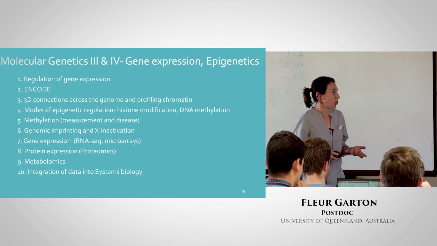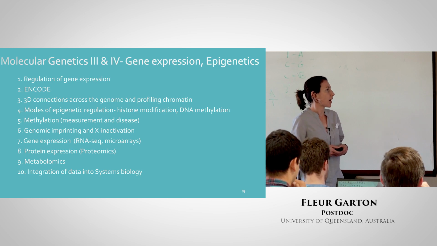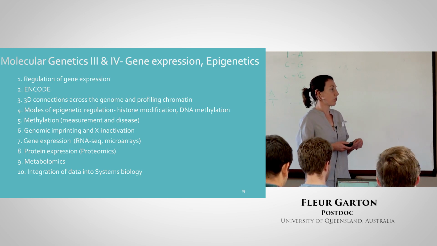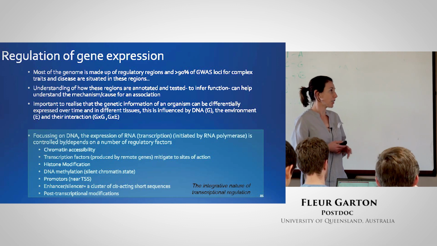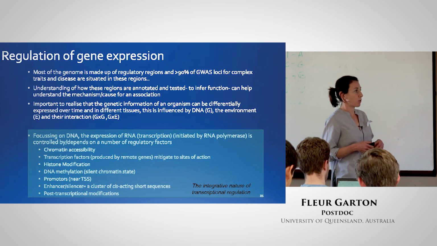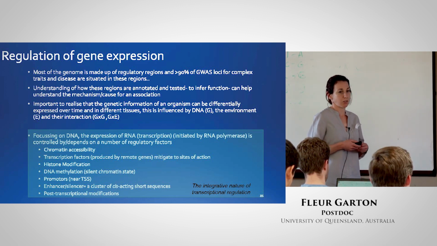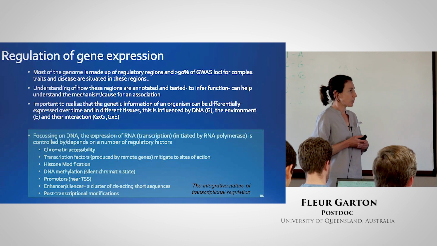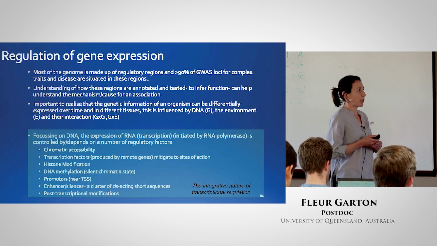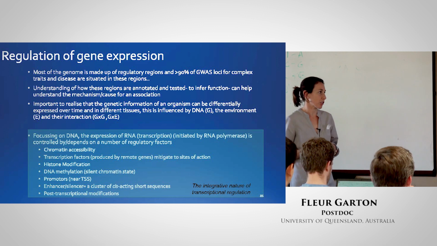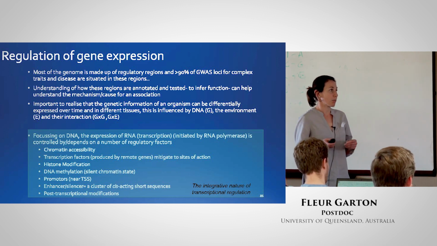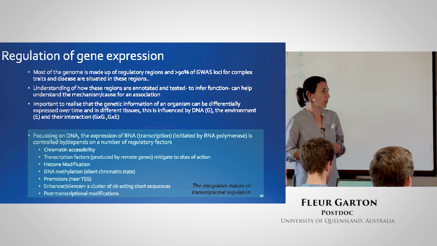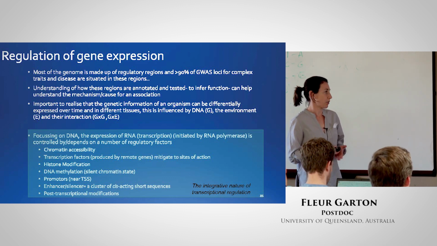So we know most of the genome is made out of these regulatory regions, and 90% of the GWAS loci for these complex traits and diseases are situated in these regions. Understanding how they're annotated and tested to infer function can really help understand the association, the mechanism and the cause. An important note to make is that genetic information of an organism can be differentially expressed over time and in different tissues, and this can be influenced by genes, the environment, and of course their interactions.